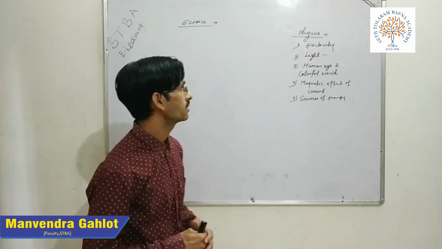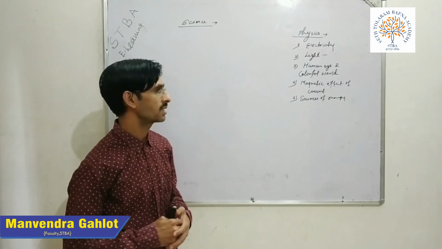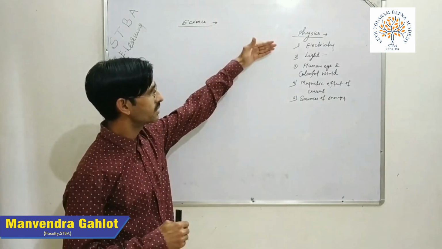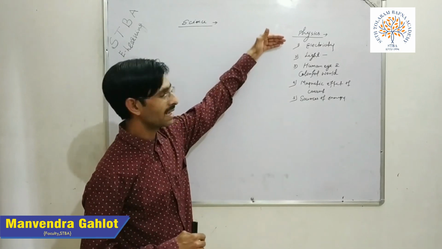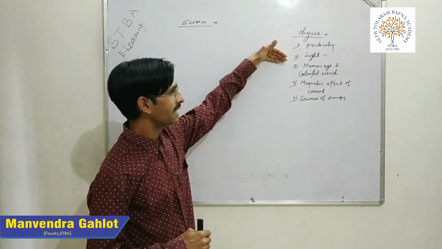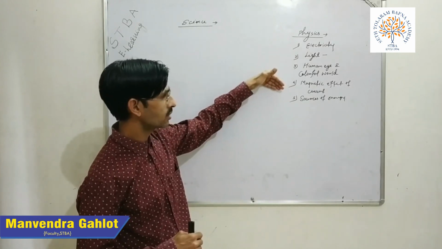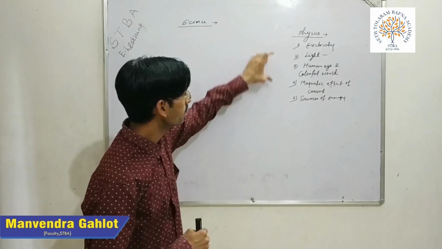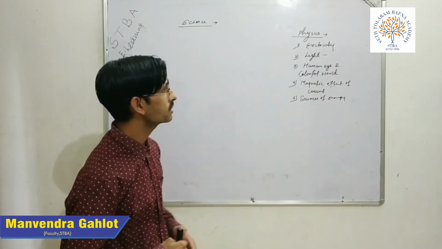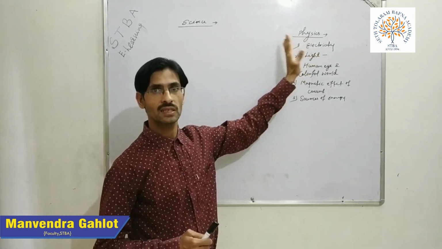Today we will start physics of 10th class. Especially in physics there are 5 chapters in our syllabus. First, electricity. Second, light, human eye and the colorful world. Third, magnetic effect of current. And the last one, sources of energy. There are 5 chapters in our syllabus. Today we will start the first chapter of physics, electricity.